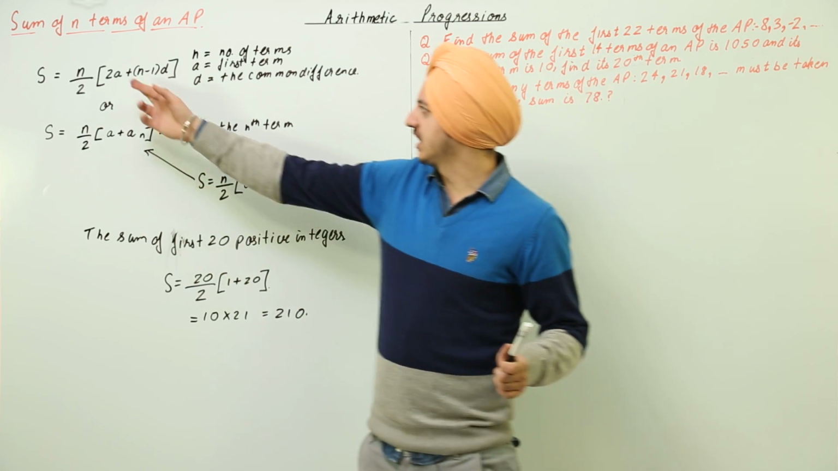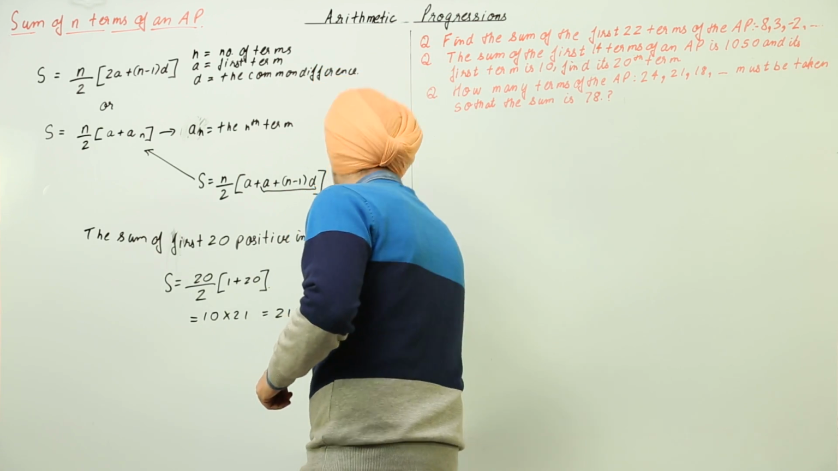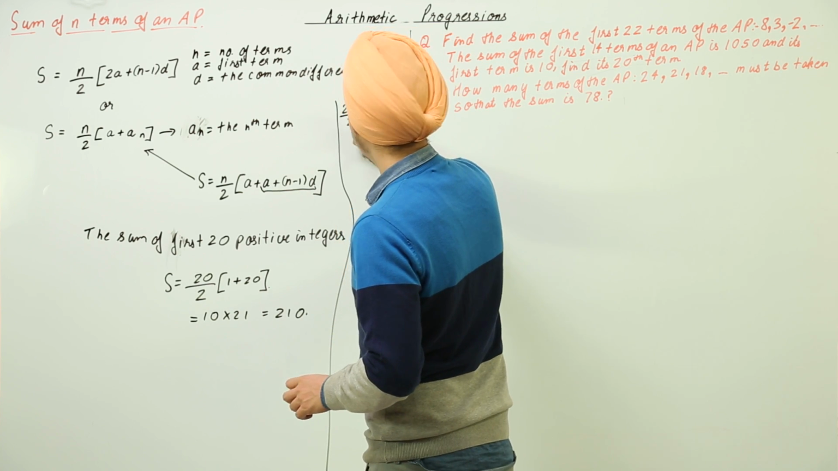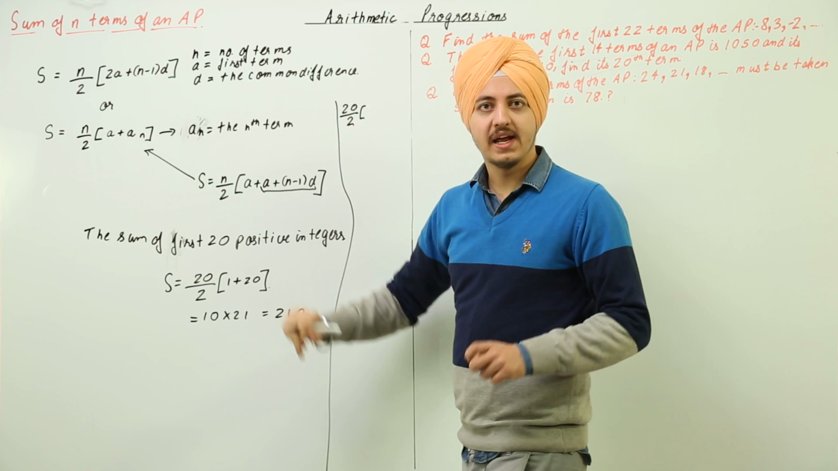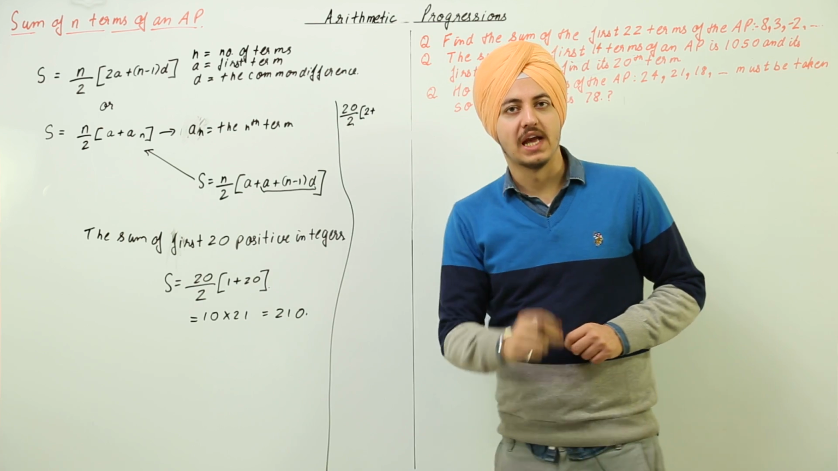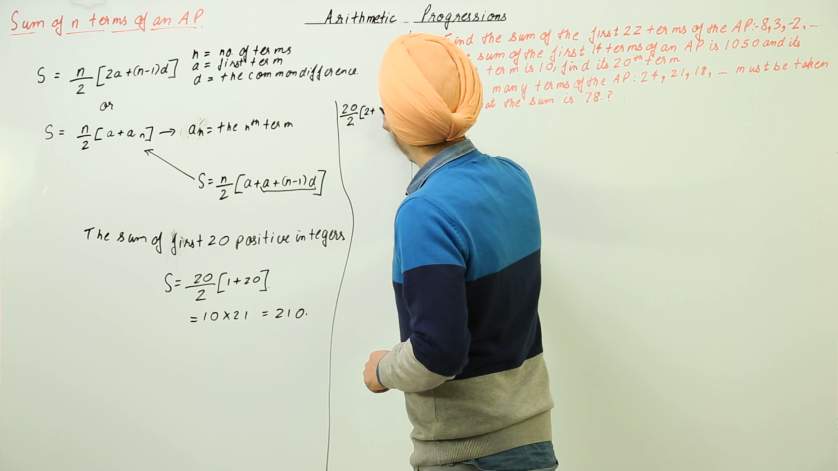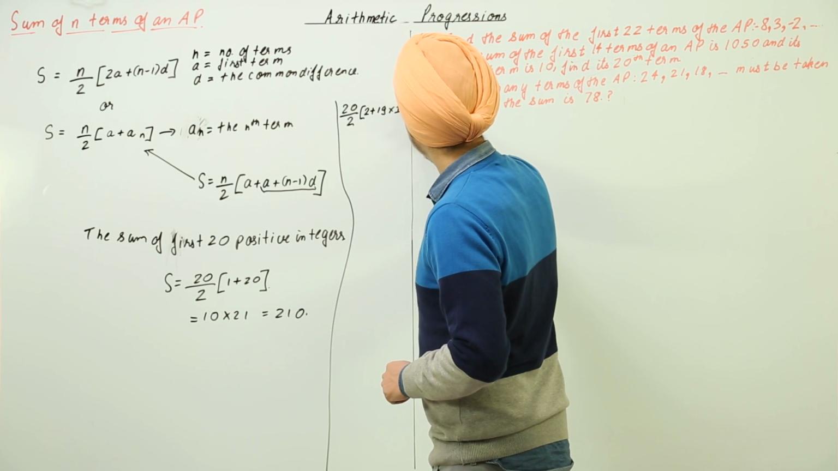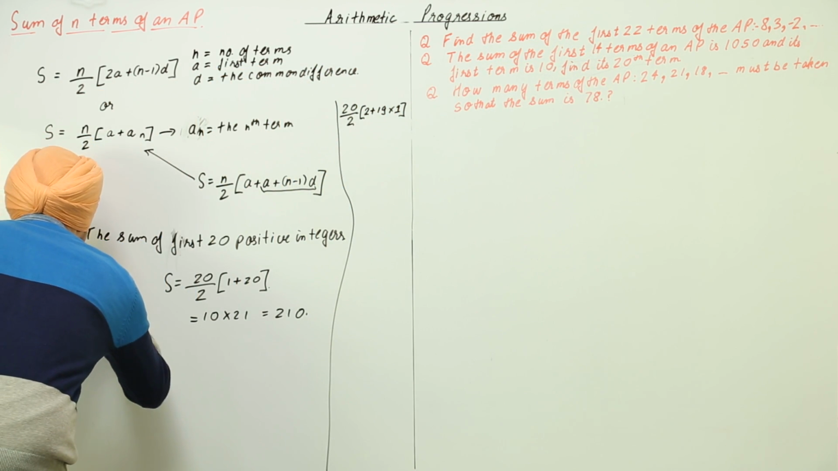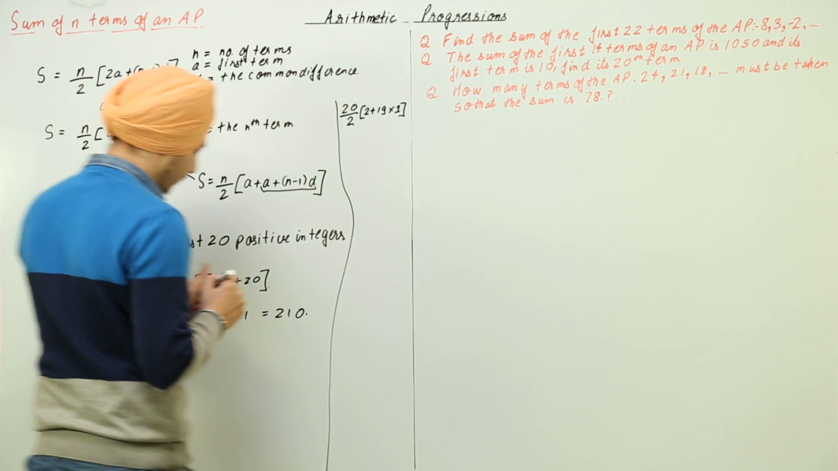Now if you try this with this formula, the result would still be the same. It is n by 2, I'll just solve it over here, I don't need much space for that. N by 2 is again 20 upon 2 into 2a, that is 2 into 1, so it is equal to 2, plus n minus 1 into d. N minus 1 is 19 into d. d is again 1, correct? So 19 into 1. Did you get it? Because the positive integers will be like this, right? 1, 2, 3 and so on to 20. We have to find the sum of this, correct?